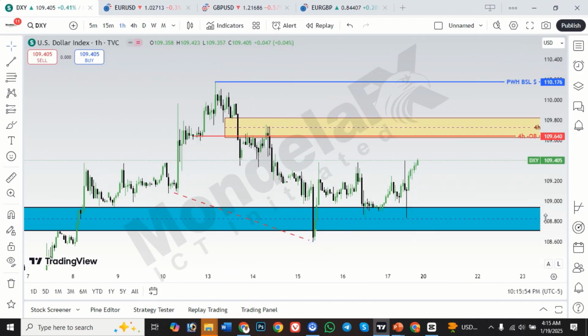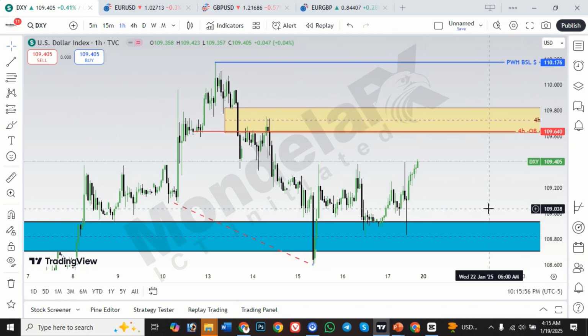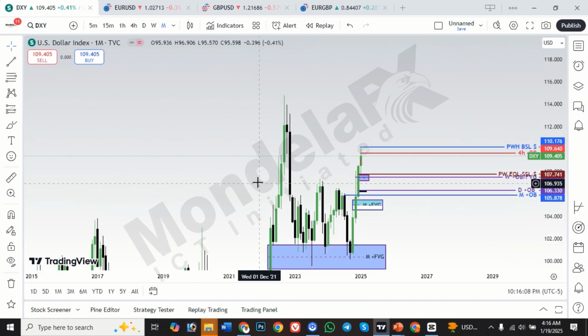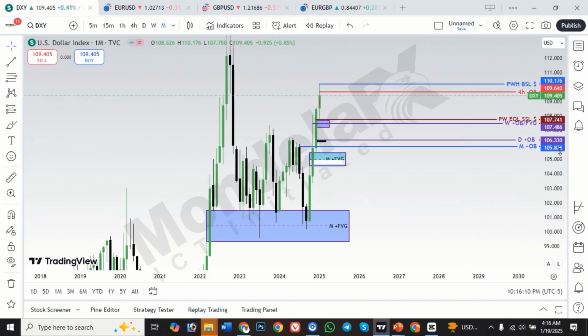Now this is DXY, and I told you that we always start our analysis from higher time frame, right? What is higher time frame? We have monthly, weekly, and daily. Look at them here: monthly, weekly, and daily. So I'm going to start from monthly, like I always do. And I told you that the analysis that I did early this month is still valid.